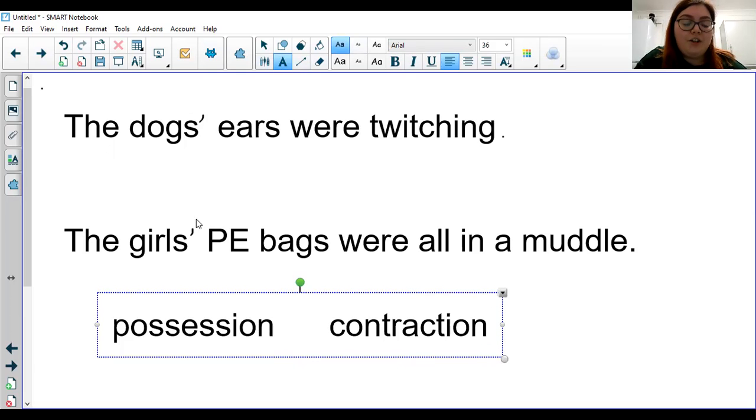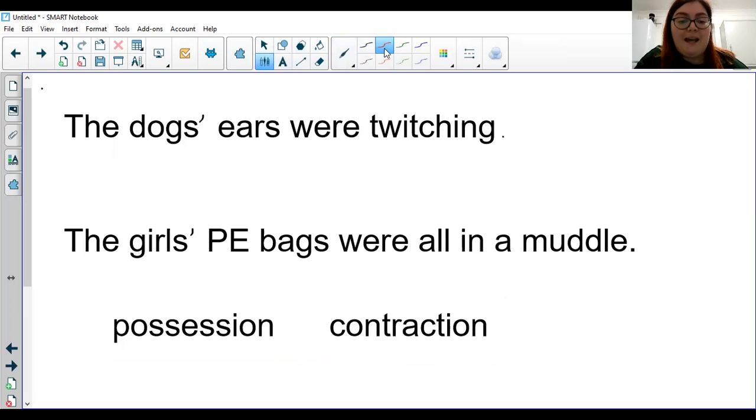So the reason why I chose these two sentences is because people tend to put apostrophes here and they tend to put apostrophes here. Why do you think someone might put an apostrophe in the middle of ears? And why do you think someone might put an apostrophe in the middle of bags? It's all to do with the fact that they're plural words already. Dogs don't just have one ear, they might do, but dogs normally have two ears. So the ears is plural. But that's not what we're showing the possession for. The ears don't own dogs, dogs own ears.